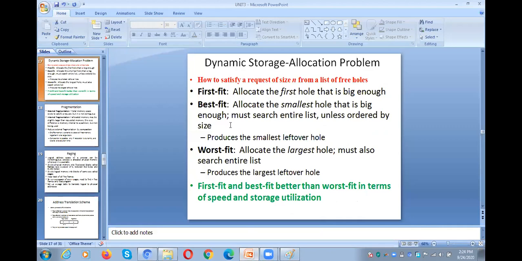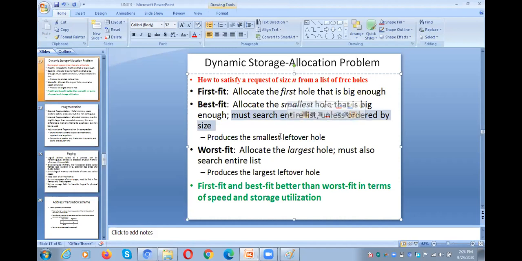Now go through the slide. What is first fit? Allocating the first hole that is big enough. So whenever you are searching for a hole, if any particular partition is suitable for that process, then we will keep that process in the first fit. What is best fit? We need to search the entire list, that means all the holes. Allocate the smallest hole that is big enough. It will produce the smallest leftover hole.